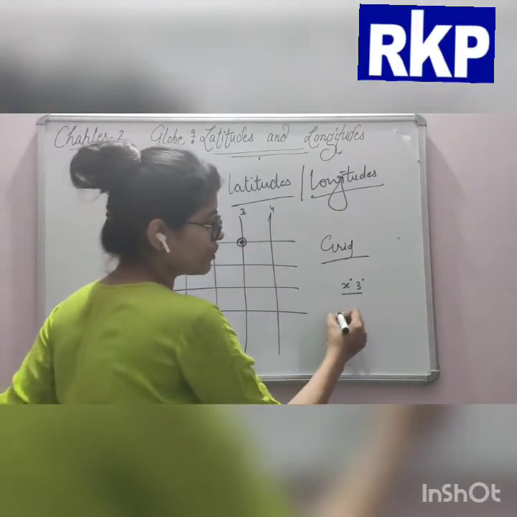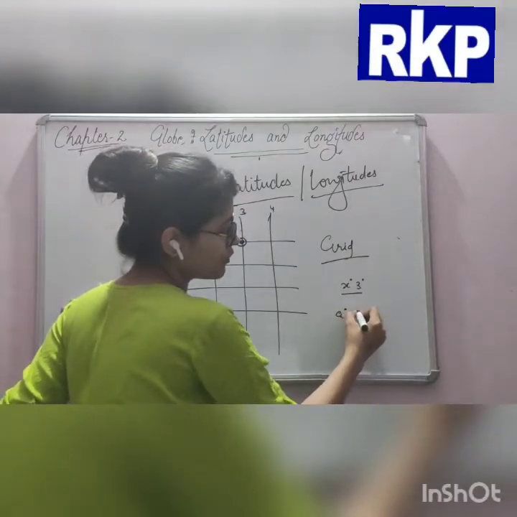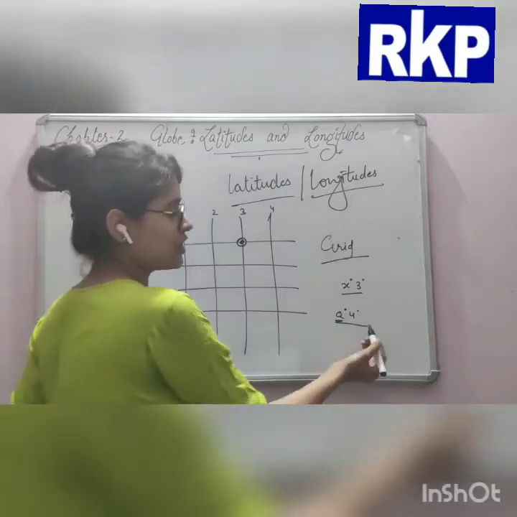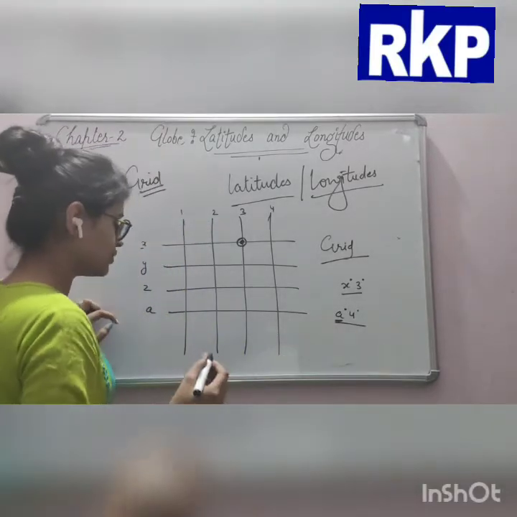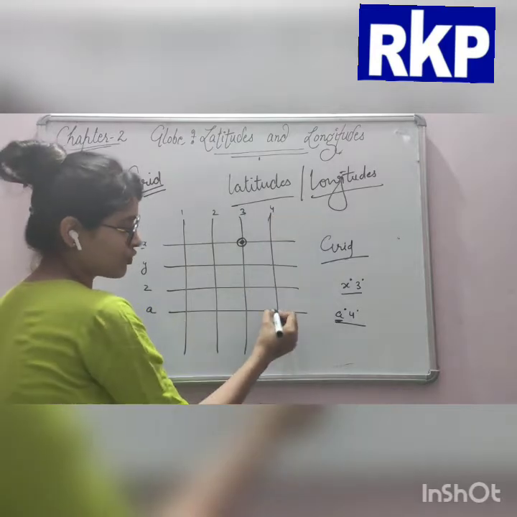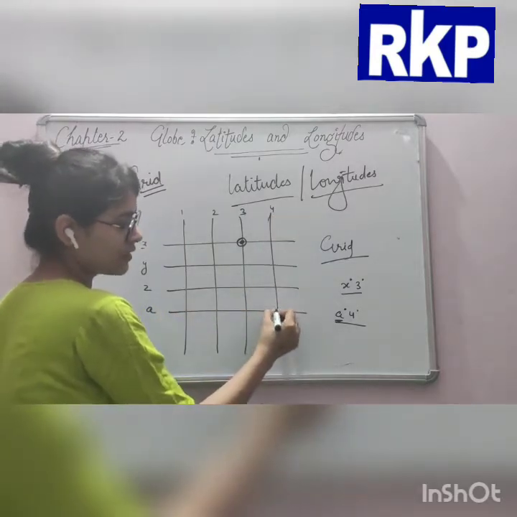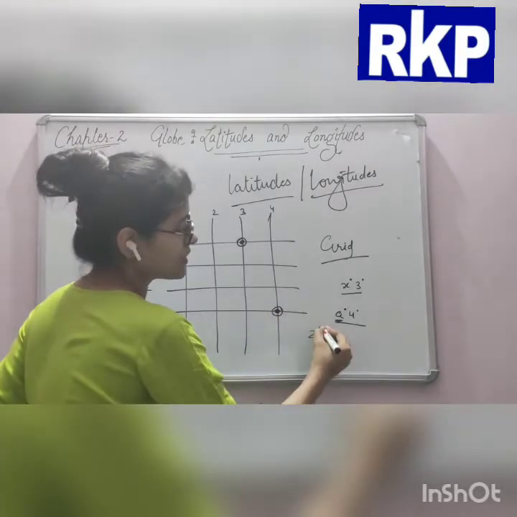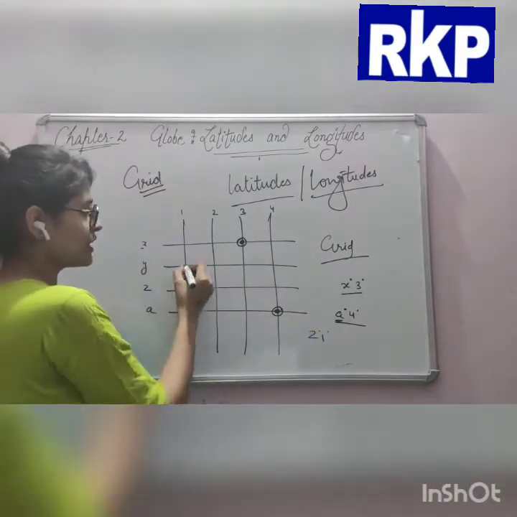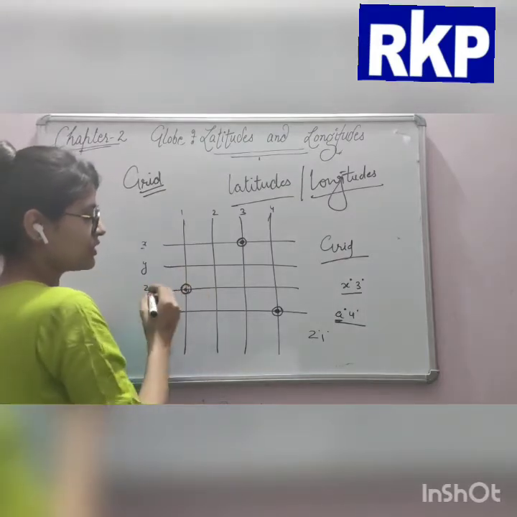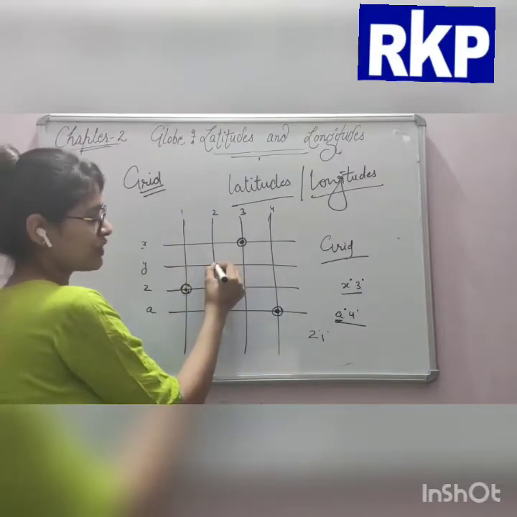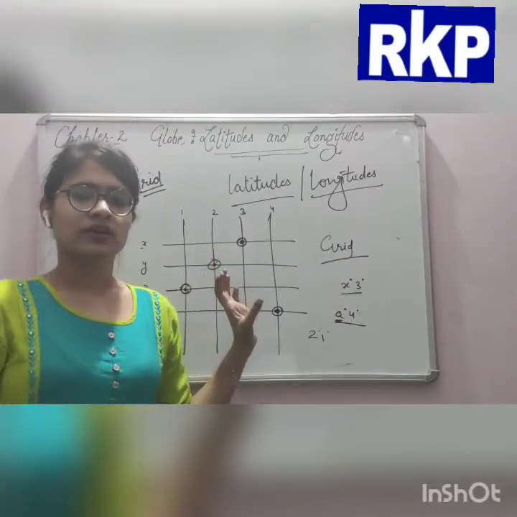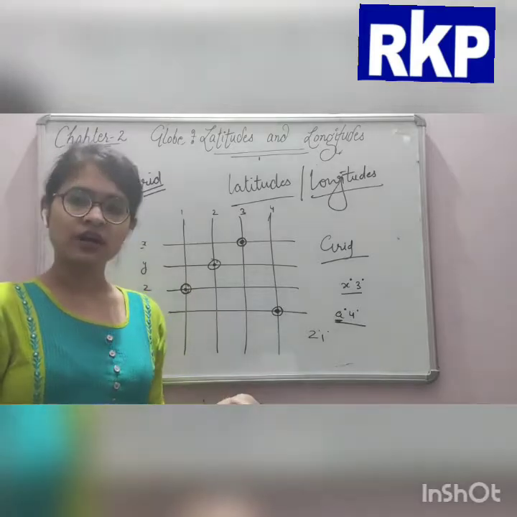Now suppose we are talking about a place at a 4 degree and 8 degree location. So this is A, and this is 4 and 8. They are intersecting here. It means we are talking about this place. Z degree 1, so Z or 1, it means we are talking about this. If we are talking about Y or 2, it means we are talking about this. So this is the way we can locate a place.